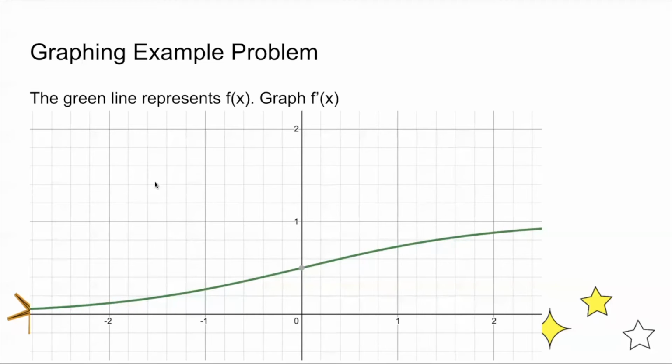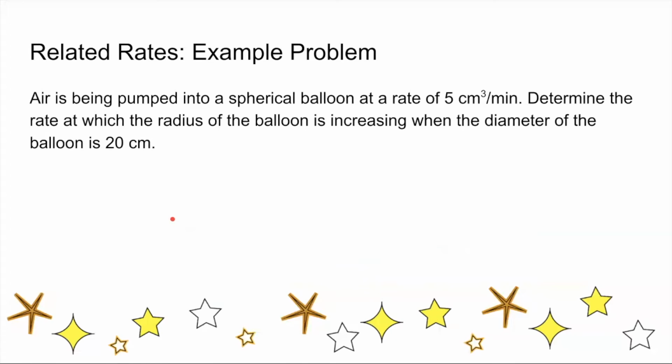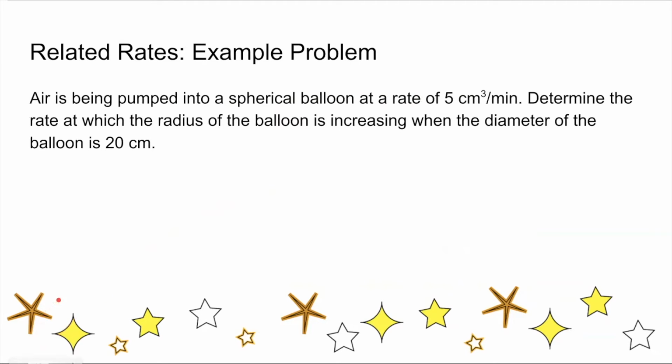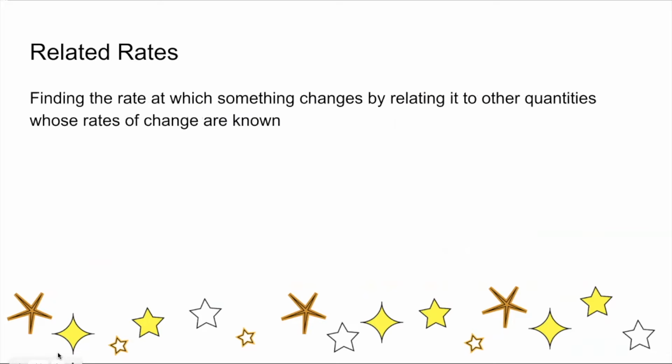So moving on now to related rates. So here's an example problem. Air is being pumped into a spherical balloon at a rate of 5 cubic centimeters per minute. Determine the rate at which the radius of the balloon is increasing when the diameter of the balloon is 20 centimeters. So that brings us into what related rates are. Finding the rate at which something changes by relating it to other quantities whose rates of change are known. So we know the rate at which air is being pumped in, and we need to determine the rate at which the radius is increasing when the diameter is 20 centimeters.